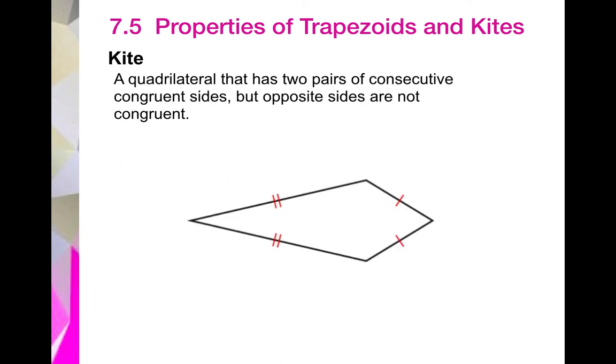The next quadrilateral that is not a parallelogram is called a kite. And this one is special because it has congruent sides and they're consecutive, kind of like the rhombus has consecutive congruent sides, but not all the sides are congruent. So I have congruent sides here and here, and I have congruent sides here and here, but these are not congruent across here. And that makes for what we call a kite.